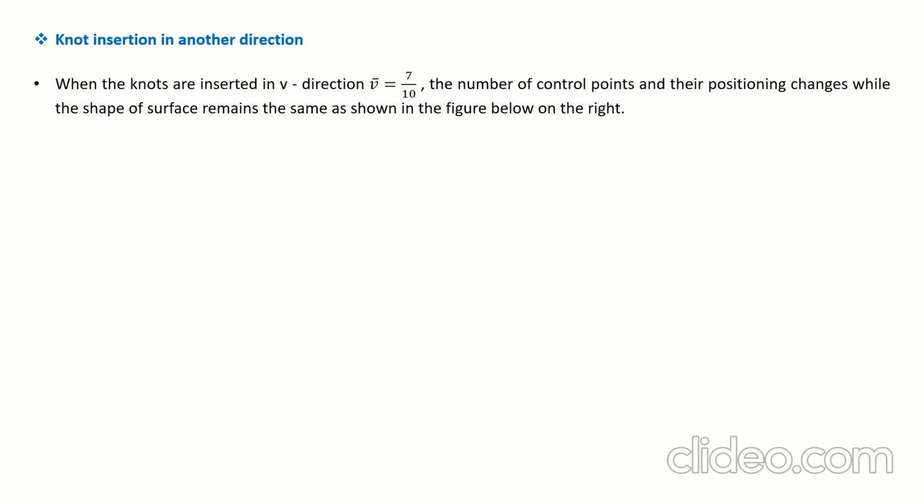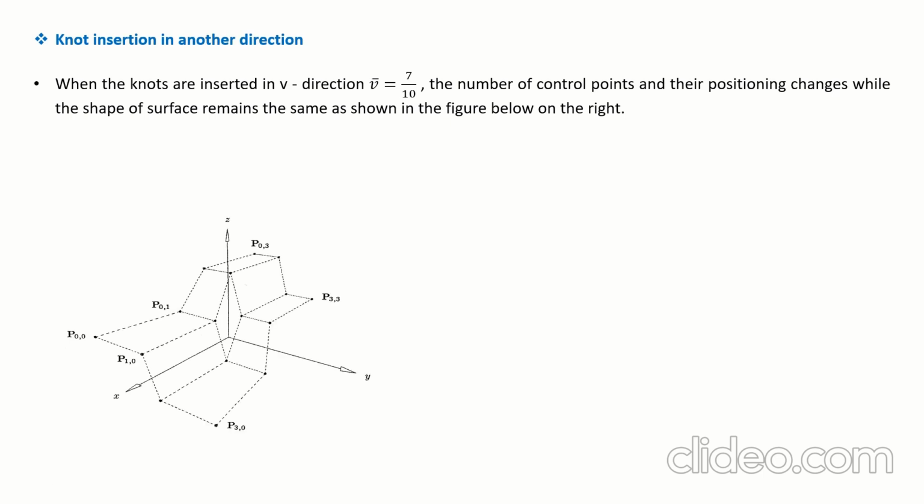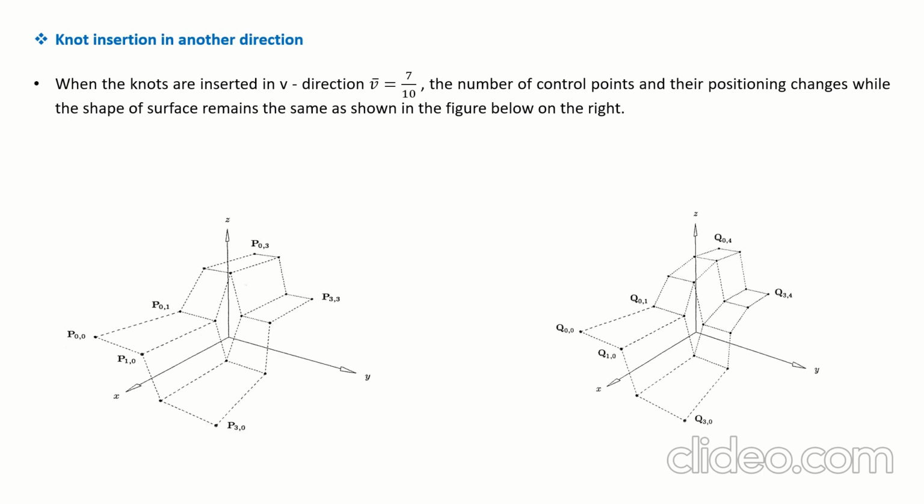Now let's talk about knot insertion in the other direction. Here it's the v direction. The number of control points and their positioning changes. If we look here, it's P0,3 and P3,3. It changes to Q0,4 and Q3,4 when the knot insertion is done in the v direction.